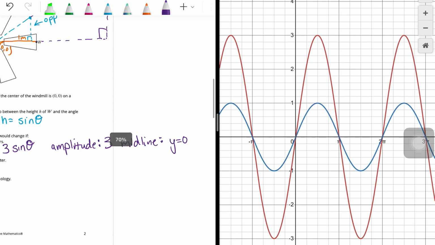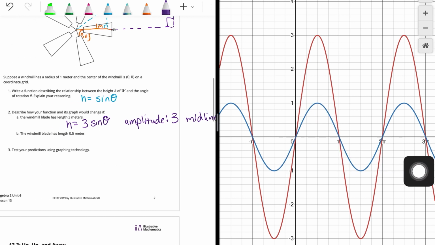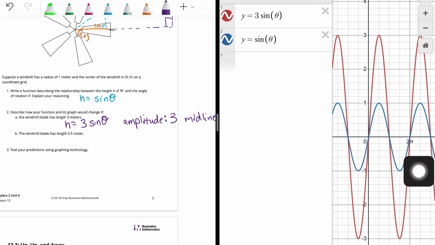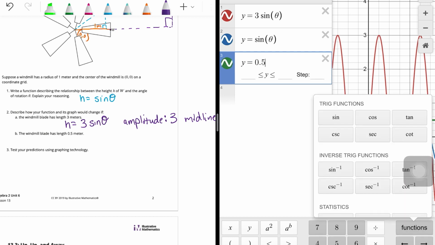And the distance from the midline to a maximum or a minimum, in this case, is 3. In the original, it was 1. All right, and then if we take a look at if the blade length is 0.5, so that's y equals 0.5 times sine of theta.